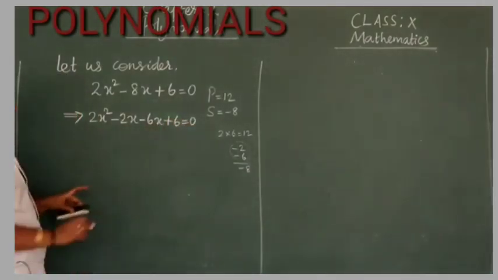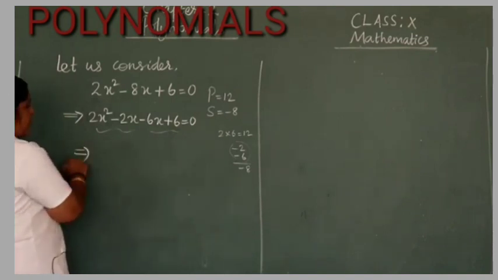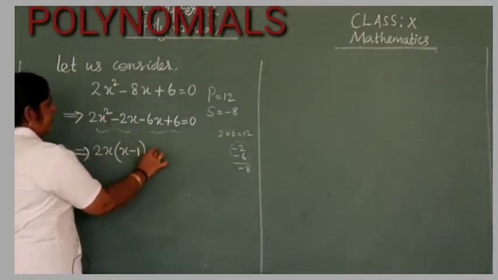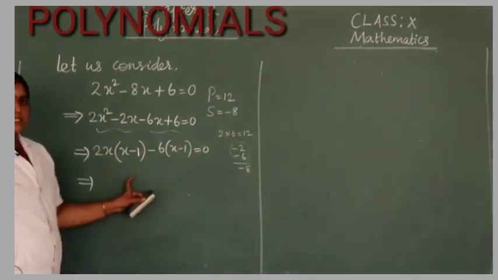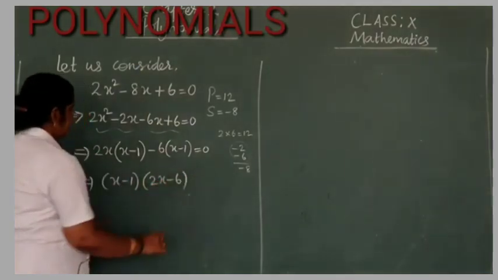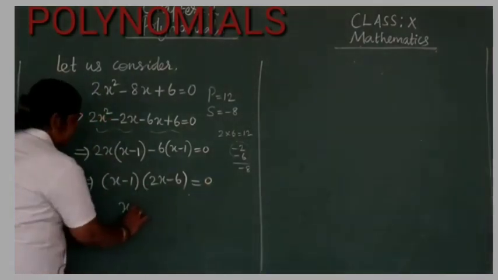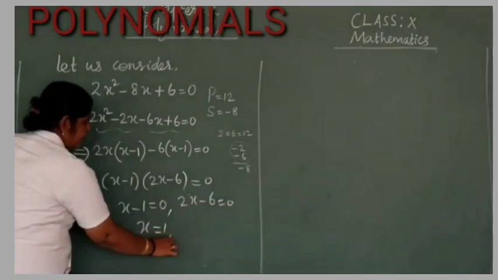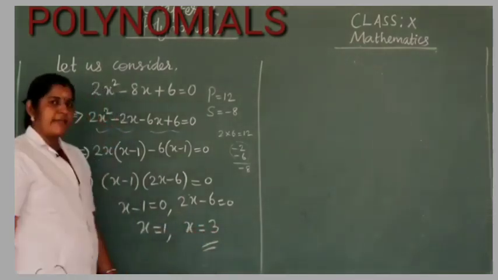Now we need to pair the terms so that by regrouping we can find the zeros. So this implies, what is the common term here? 2x. So 2x into x minus 1 minus 6 into x minus 1 equal to 0. What is the next step? Here you can see that x minus 1 is the common factor. So x minus 1 into 2x minus 6, the remaining terms outside, equal to 0. Now you can separate these to 0. So it becomes x minus 1 equal to 0 and 2x minus 6 equal to 0. From this you get x is equal to 1 and x is equal to 6 divided by 2, that is 3. So thus we got the zeros.